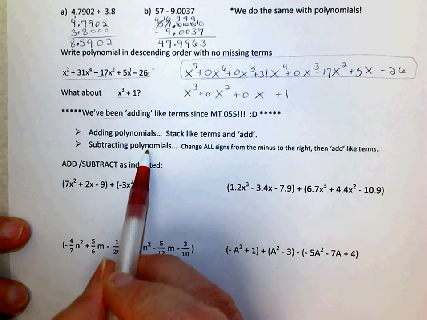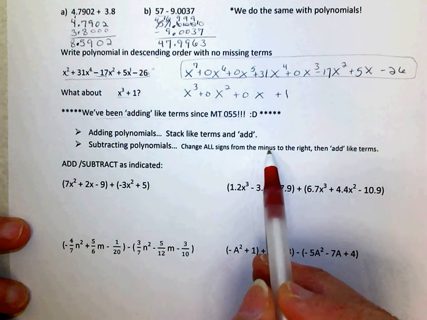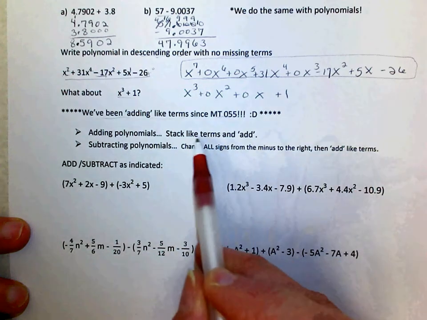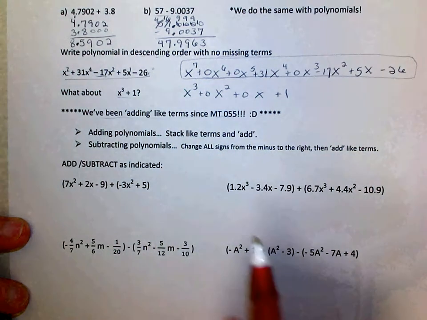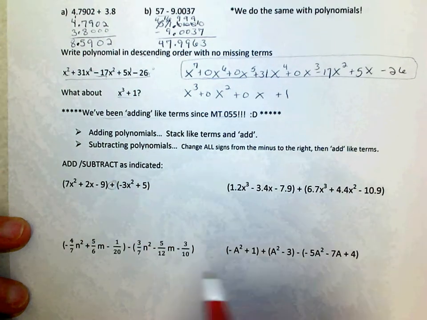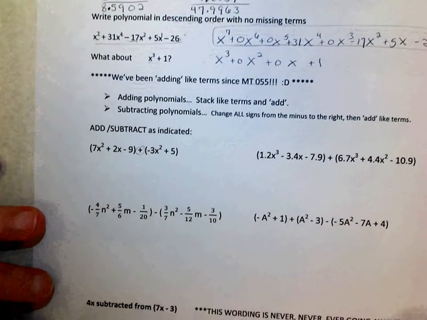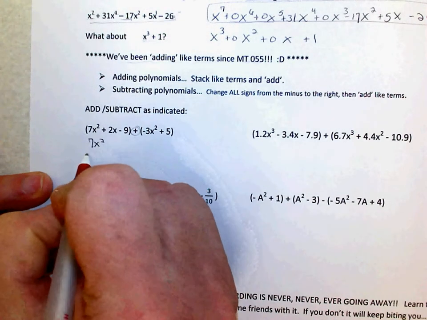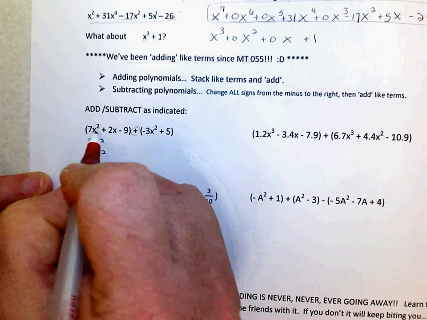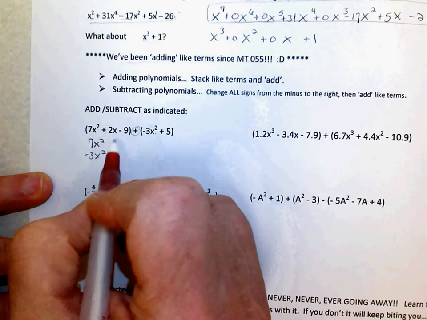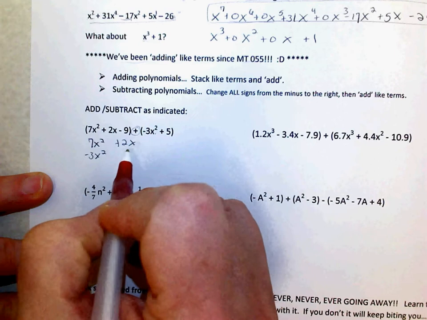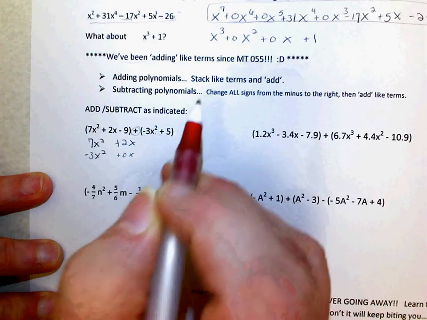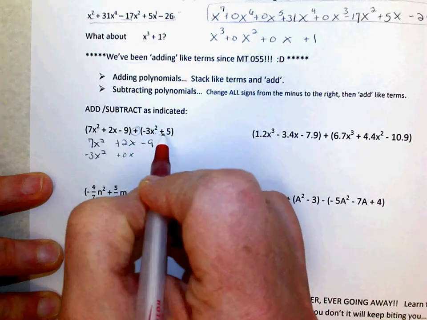Subtracting polynomials. Change all signs from the minus to the right, and then technically you got the other rule, you add them. So here you got a plus in the middle, so all you do is you stack your like terms. So 7x squared minus 3x squared, 7x squared, 3x squared, plus 2x, plus no x's, because there isn't an x by itself, minus 9, plus 5.